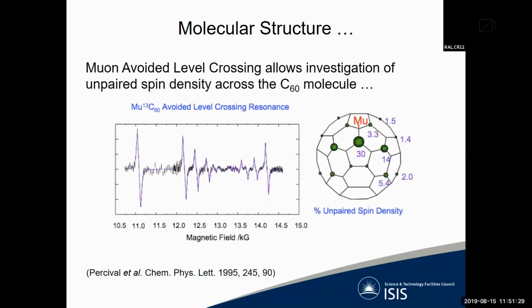Molecular structure. In this case we're looking at muonium addition onto a C60 molecule, and then you can use avoided level crossing to look at the electron spin density across this molecule. So you can run your ALC experiment, you get resonances according to the various states you've got, and then you can, probably with a great deal of computational help, turn that back into some sort of map of the electron spin density on the molecule.